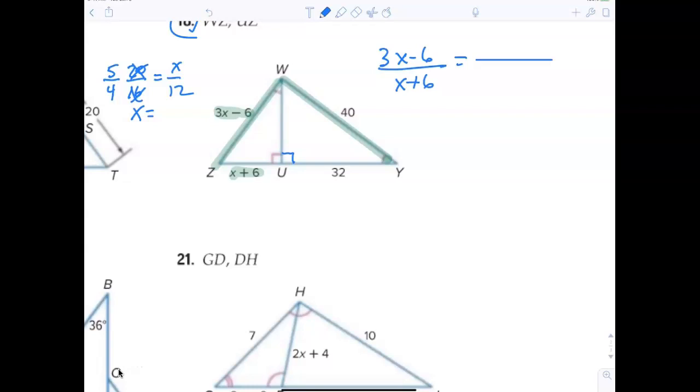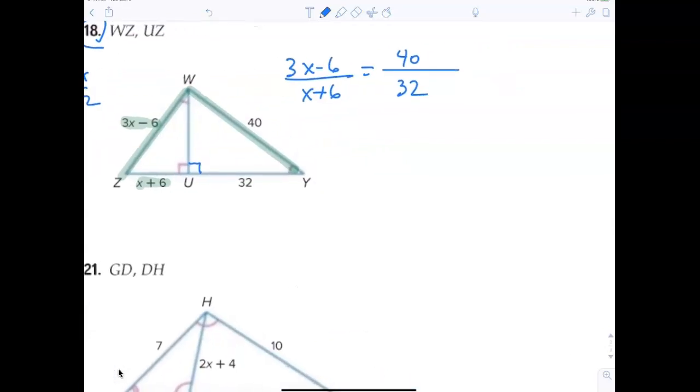So it's just 40 over 32. Now, would I do 32 times 3x minus 6? No. Not even close. What would I do to 40 over 32? I would just go ahead and divide by 8. So that's 5 over 4. Now the problem's much easier. Still kind of annoying, but because we're talented, we're going to distribute: 12x minus 24 equals 5x plus 30. Does everybody agree with that?